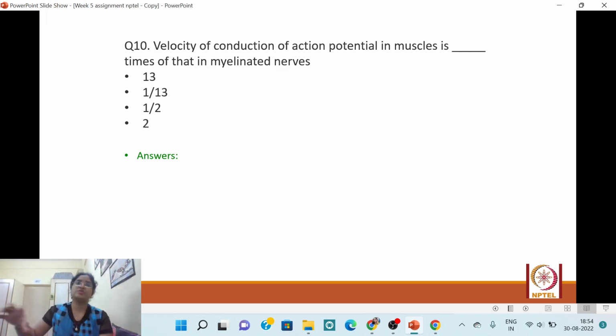But this process occurs at a speed, right? Like the occurrence of these steps, what is the velocity of the occurrence of these steps? It differs from region to region. It is happening at a different speed in muscles and at a different speed in nerves. So that is the question: the velocity of the conduction of action potential in muscles is dash times that in myelinated nerves.